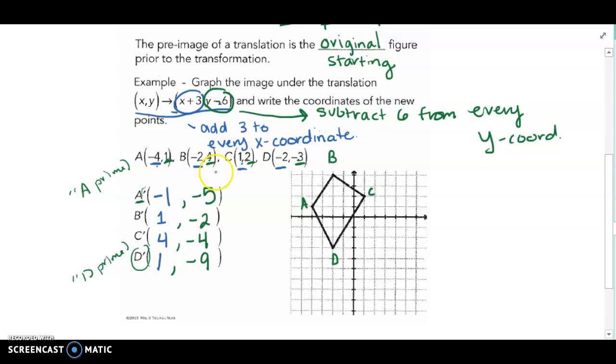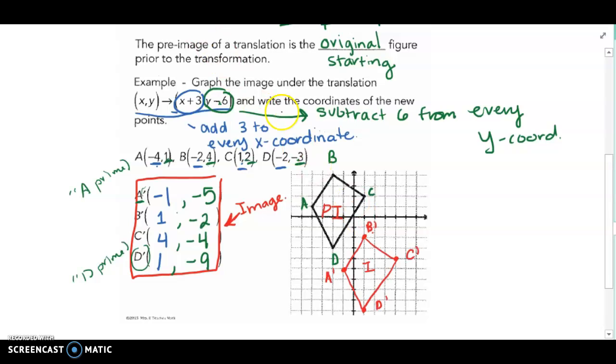All right, so what we have here, guys, these are the new coordinates of our figure. So this would be our pre-image. And after we graph these, these would be the coordinates of our image. Okay, so go ahead, take the time, graph these on this graph. Make sure you label points A prime, B prime, C prime, and D prime. All right, so after you graph it, you should get something that looks like this.